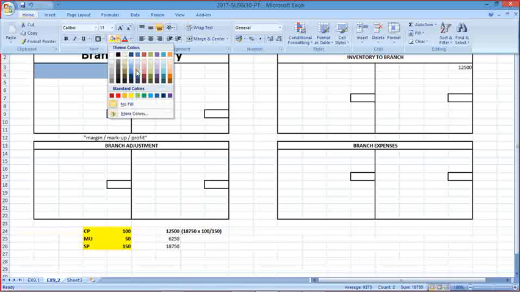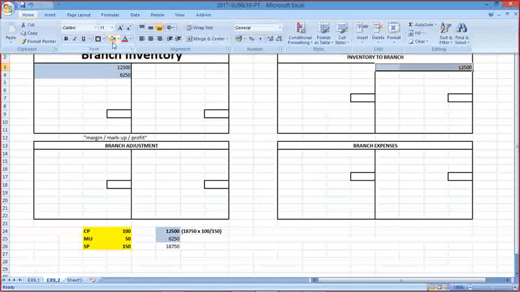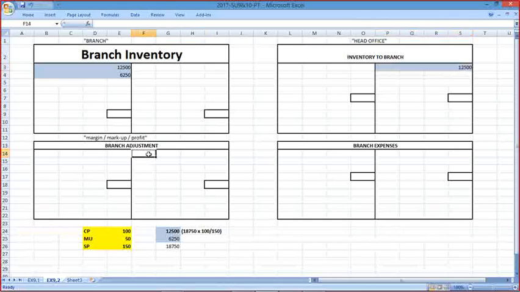Let's highlight that. That's what's coming into the branch from who? The head office. The head office gave them 12.5, but that contained a markup or a margin of how much? 6250. Okay, so branch inventory will have inventory to branch and branch adjustments. So this is what you would be recording in the branch inventory account.